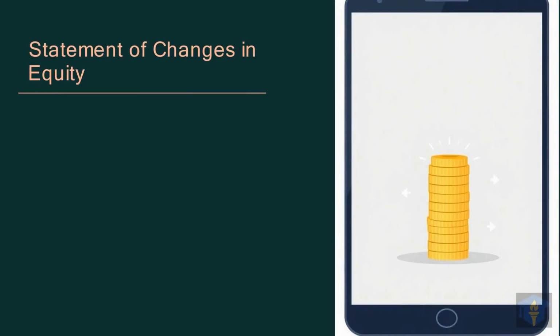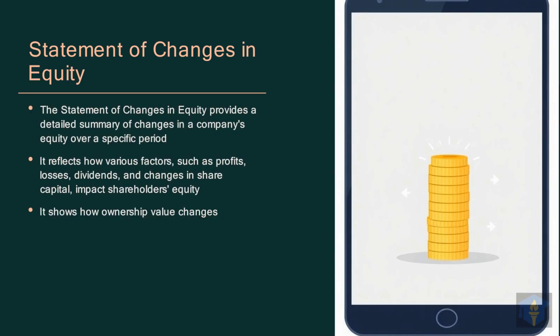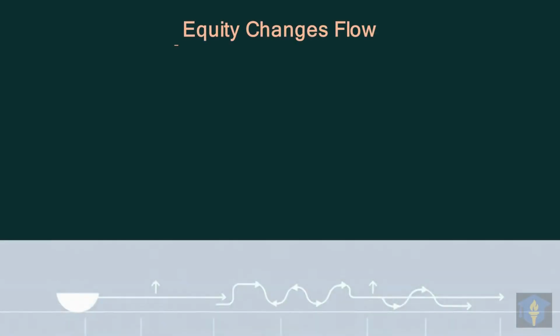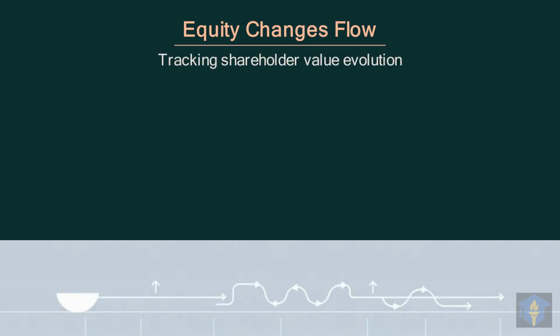Now, let's turn our attention to the Statement of Changes in Equity, which tracks shareholder value. This statement provides a detailed summary of how a company's equity changes due to profits, losses, dividends, and share capital. Let's walk through the flow of how equity changes are presented in this important financial statement. This flow helps us meticulously track how the overall value for shareholders evolves over time.